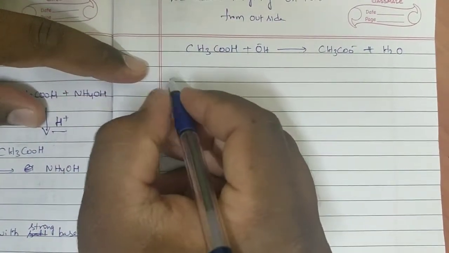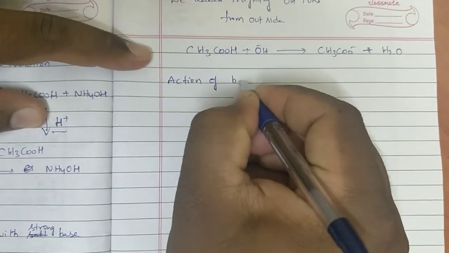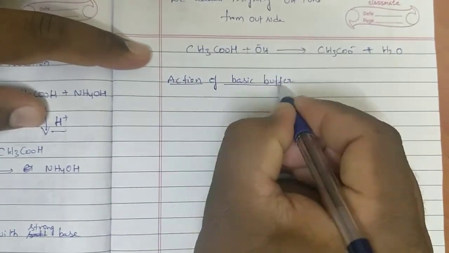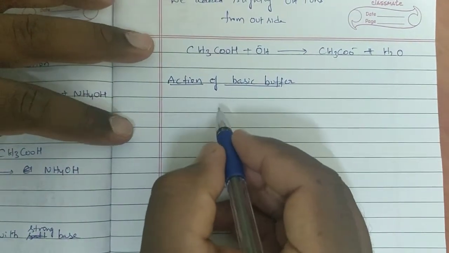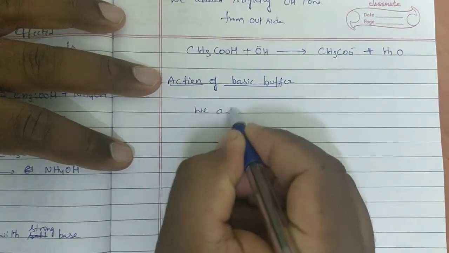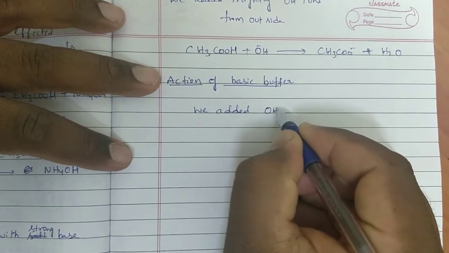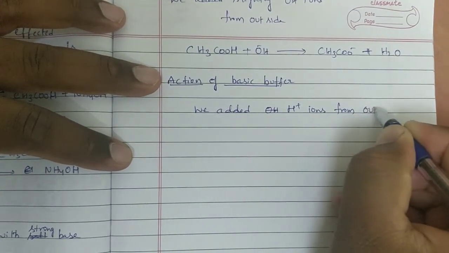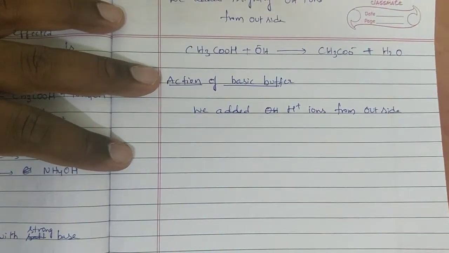In the same way, we will see the action of basic buffer. Coming to the action of basic buffer, first we are adding H plus ions from outside. These H plus ions react with undissociated ammonium hydroxide.